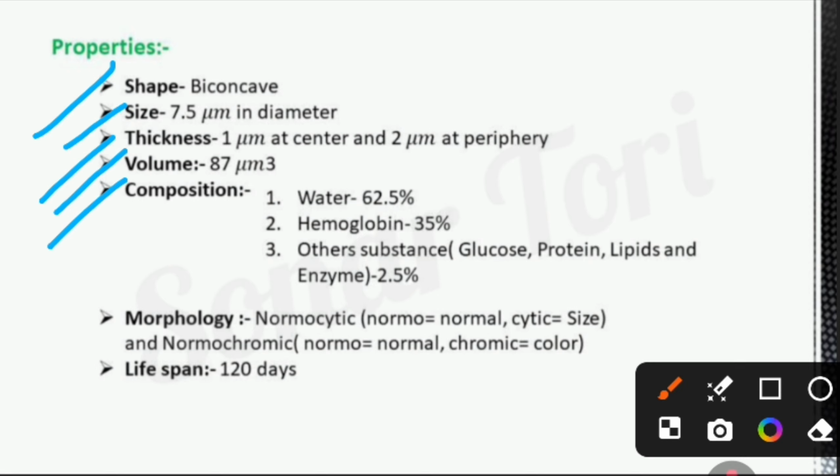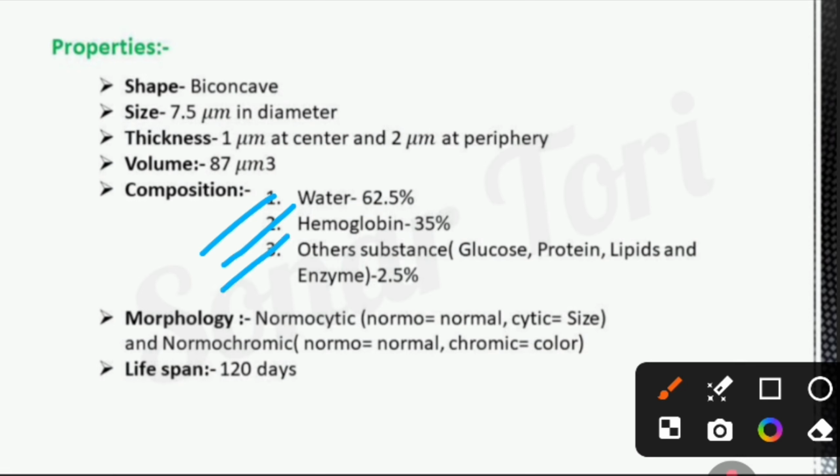Then the composition of RBC. First one is water, hemoglobin and other substances including glucose, protein, lipid, enzyme. In the RBC there are 62.5% water, 35% hemoglobin and 2.5% other substances.